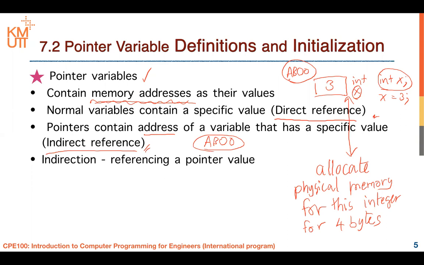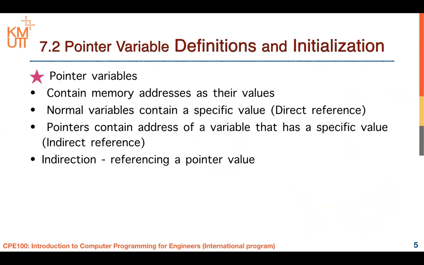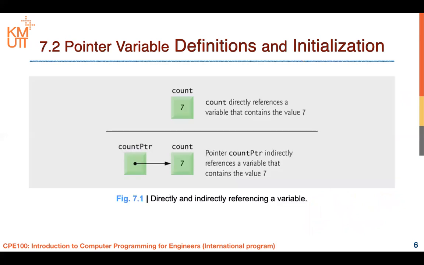So indirect referencing, we call the indirection, we sometimes call referencing a pointer value. Okay, this would be a good figure that will represent how to show the differences between the pointer variable and the variable pointer, the pointer.